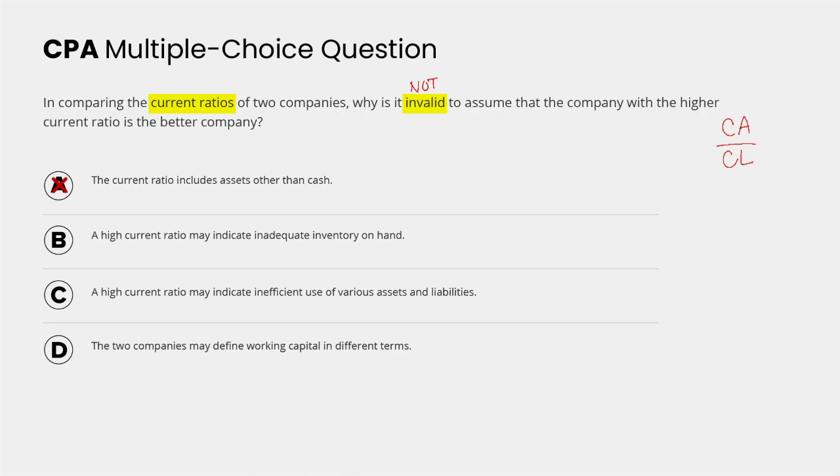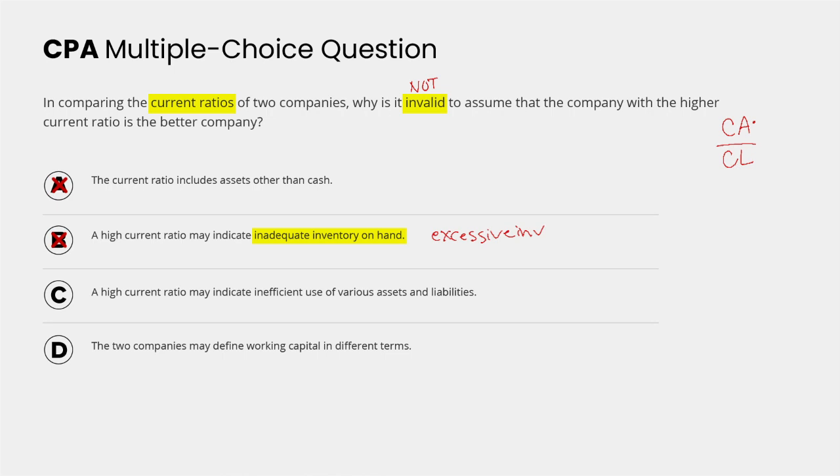A high current ratio may indicate inadequate inventory. Now, when would we have a high ratio? Well, a high ratio would mean our current assets are higher than our current liabilities, so we would have more current assets. A high current ratio could mean that we have excessive inventory, not inadequate levels.